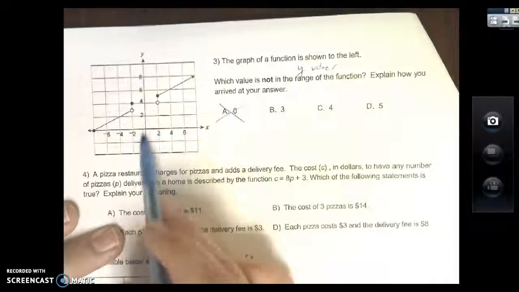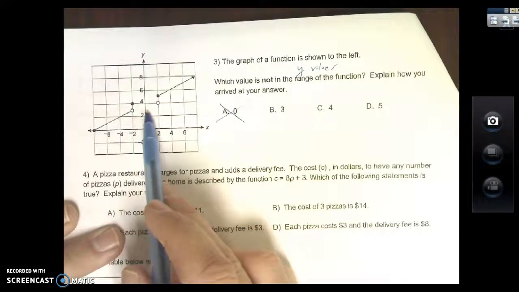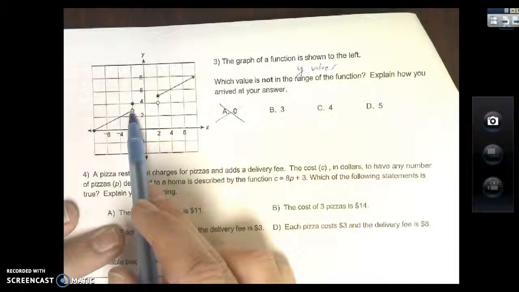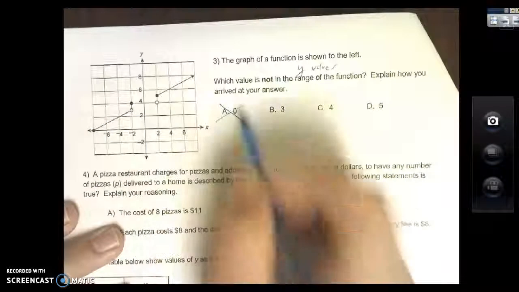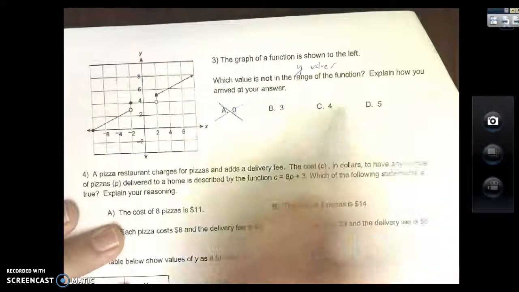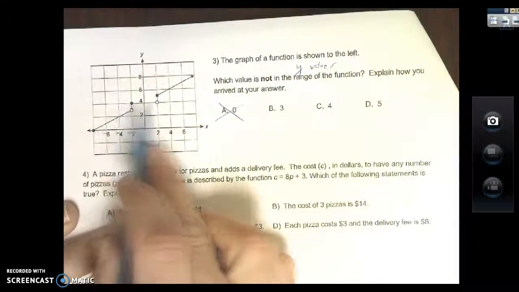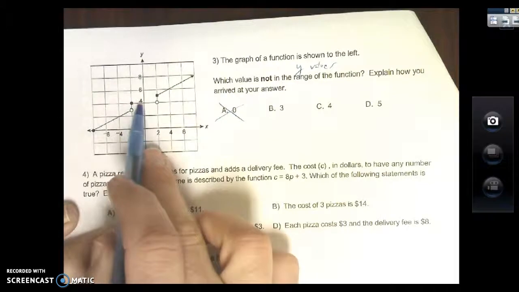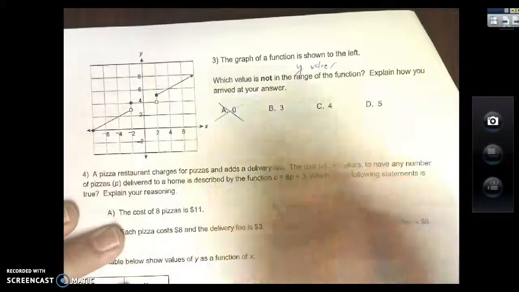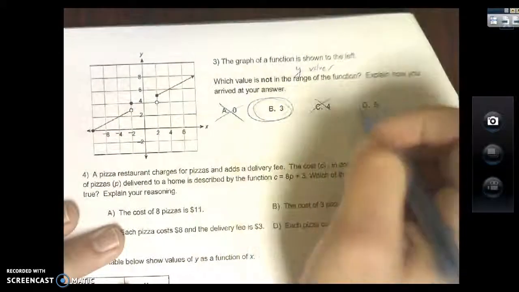Look how I jumped to 3 now. 3 is right here. If I go left or right, there's an open circle here, which means it does not work. This is looking pretty good. Let's check out the rest of them. 4, I'm okay, all of these things right here. And 5, closed circle. So 3 will be my answer.